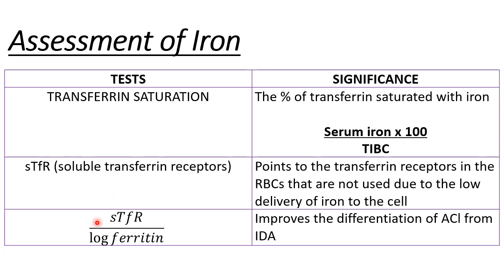The STFR over log of ferritin. Itong formula na to will further differentiate the two conditions of anemia of chronic inflammation and IDA. Kasi in some cases, they may exist concurrently. Sabay silang nag-i-exist sa isang pasyente. So baka mali yung management na ibibigay mo. Baka lagi ka lang nag-iron supplementation, yun pala ACI ang problem. Or ACI ang minamanage mo, nakakalimutan mo na meron palang iron deficiency. So, ito ang ginagamit na formula to differentiate the two.